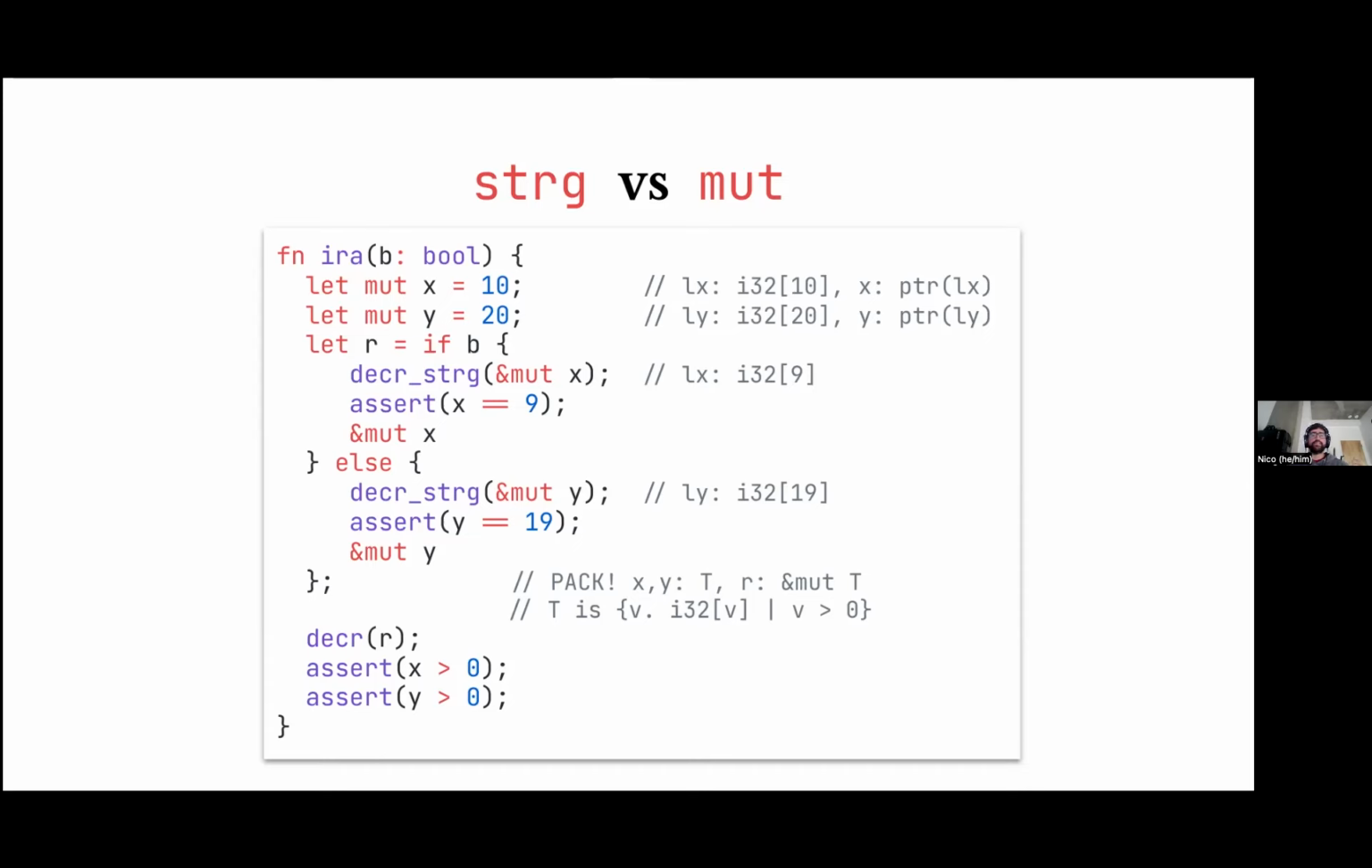But if I join them, because in each branch I'm taking a reference to x or y, when I join them, then I lose track of which exact location I'm pointing to. So I pack the reference into a mutable reference, and from that point on, I can no longer do the strong updates, but I can keep an invariant on that value.